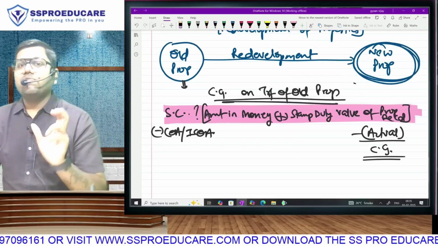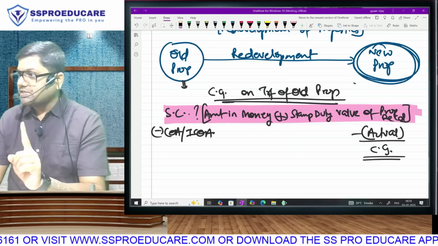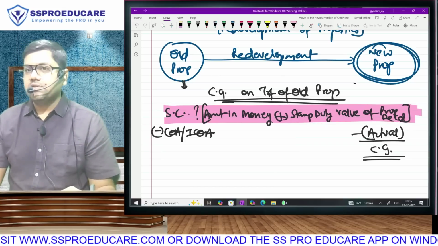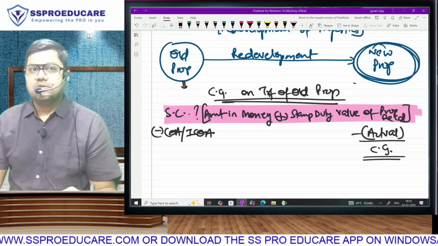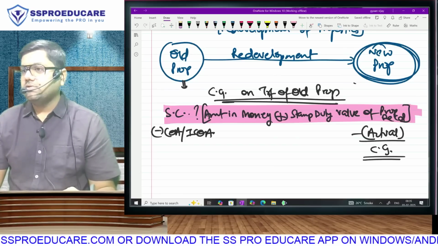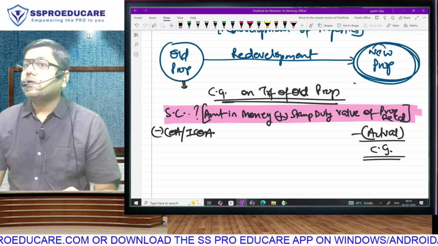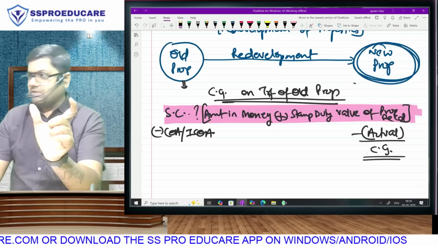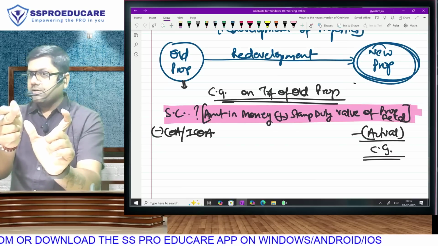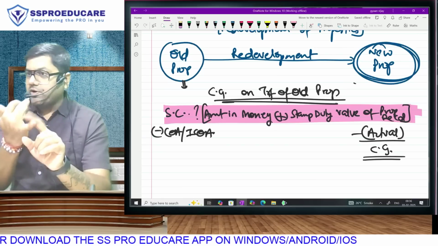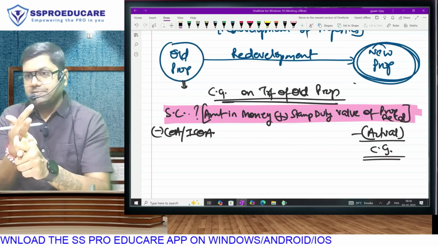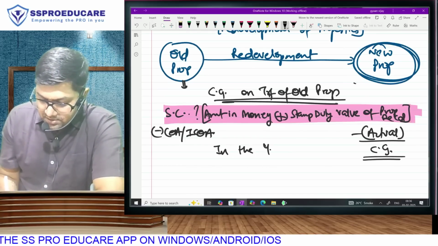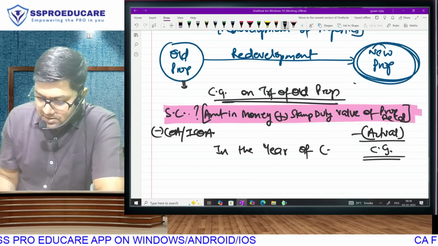Ladies and gentlemen, what will be taken as sale consideration? The monetary compensation plus the stamp duty value. 2 things will be taken as your sale consideration. Everyone is clear on this? Are you clear about the meaning of joint development agreement? Give old property, get some monetary compensation, one day get new property. That total amount that you are getting, monetary plus the value of the new property, stamp duty value, will be considered as sale consideration. In which year? In the year of getting the completion certificate.